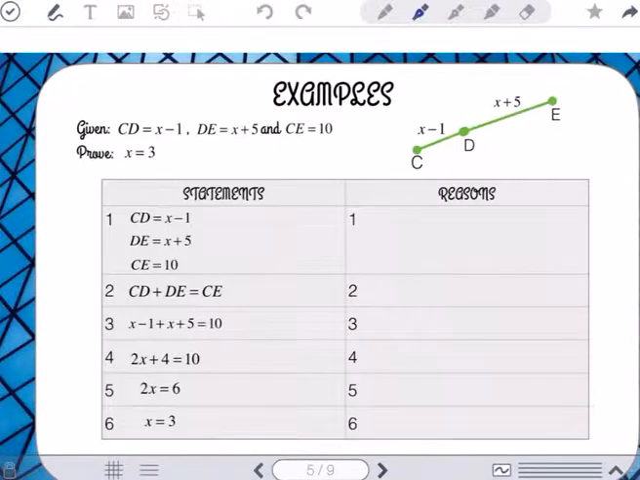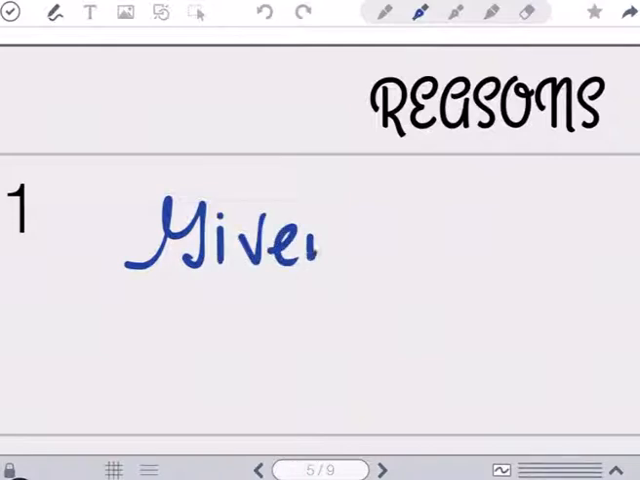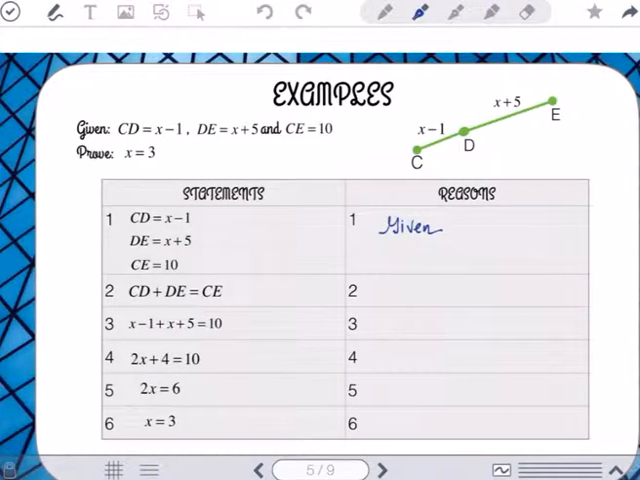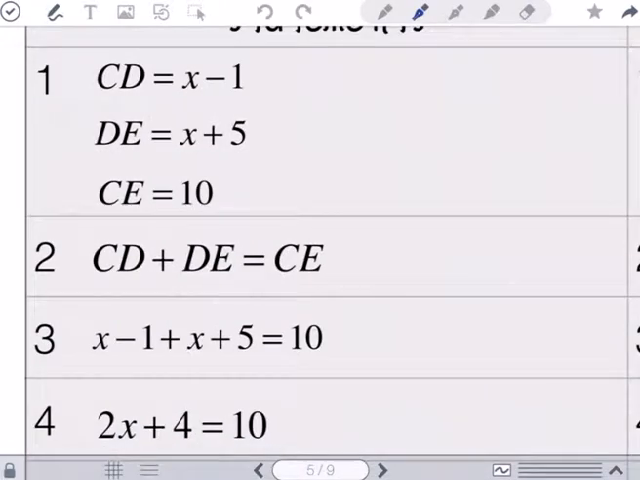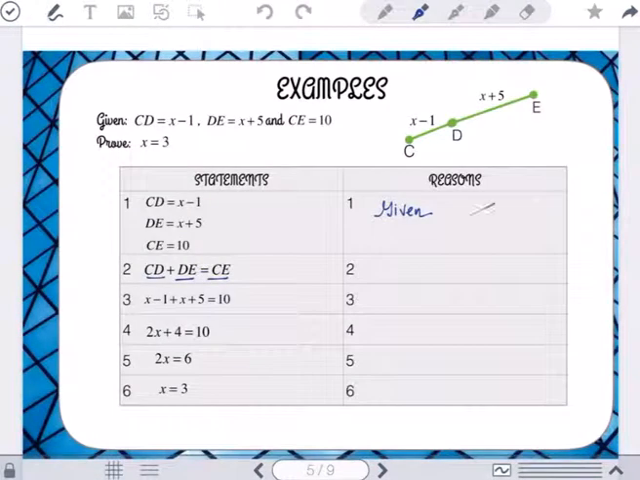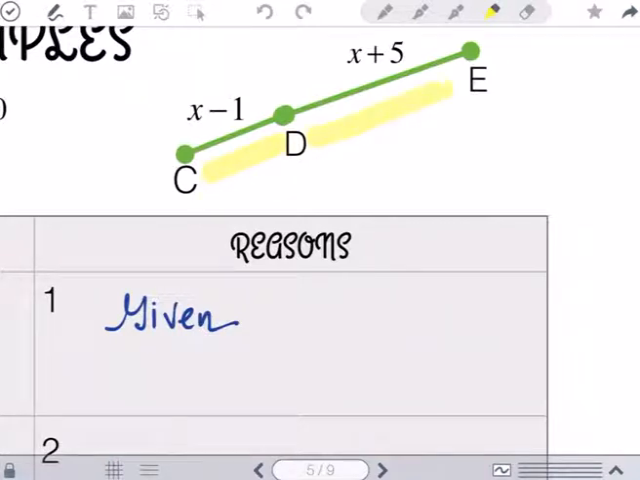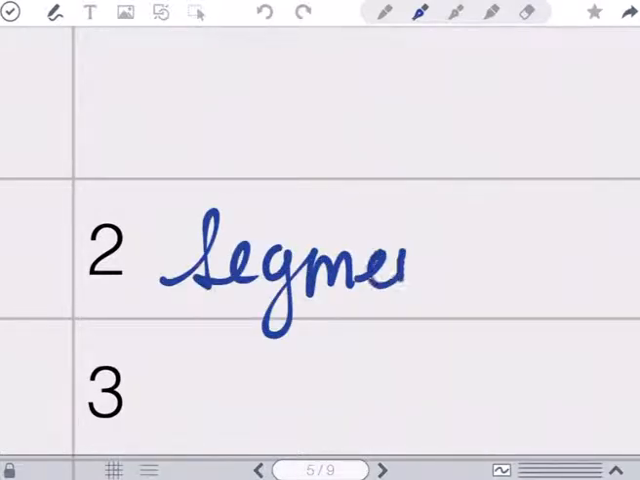Let's look at one more example. So if you notice with this one, we have a little bit more algebra. So it says given CD equals x minus 1, DE equals x plus 5, and CE equals 10, prove that x equals 3. So our first reason is always going to be given, and we're always going to put our given information up there. So CD equals x minus 1, DE equals x plus 5, and CE equals 10 we put in here. Now here it says CD plus DE equals CE. So I'm going to go up to my drawing. You'll notice CD plus DE equals CE. So this is also going to be segment addition.